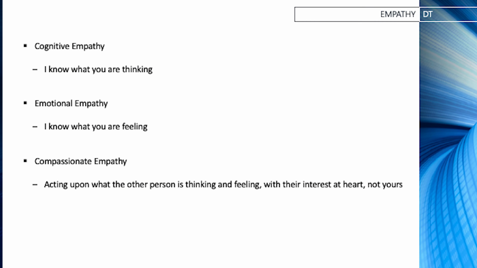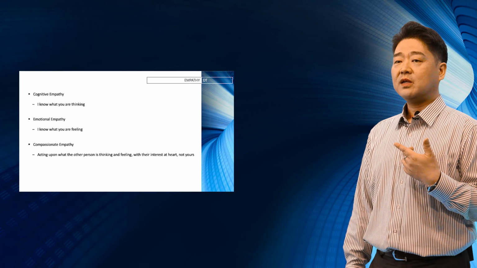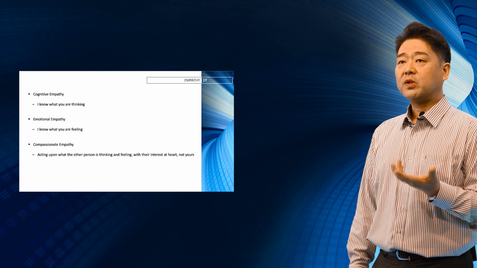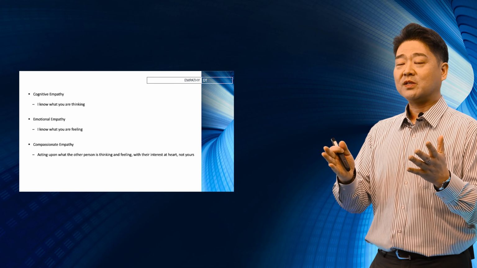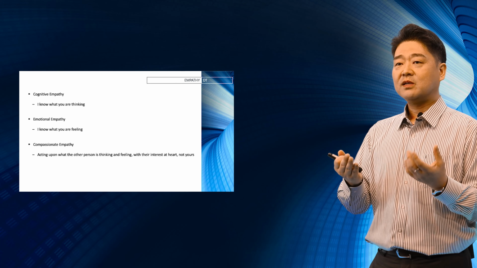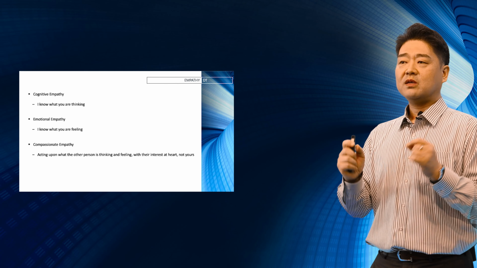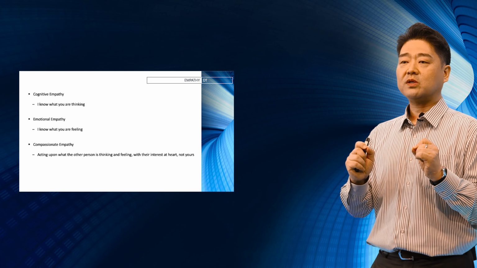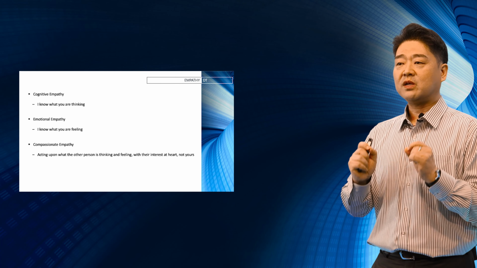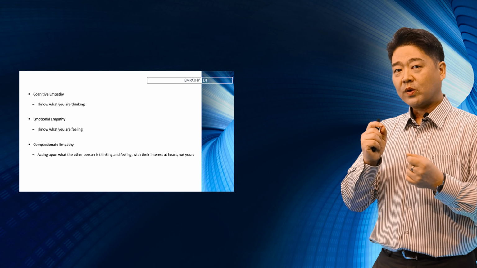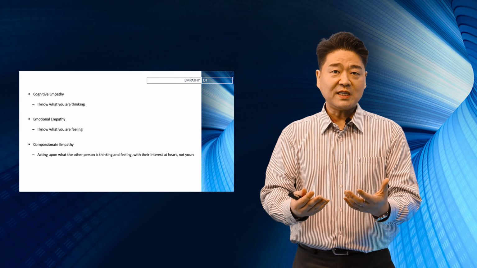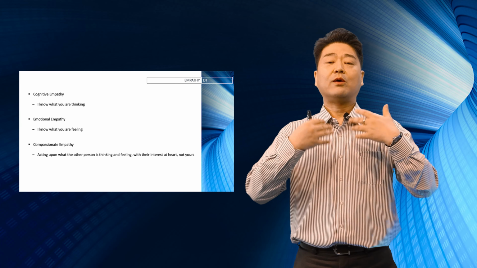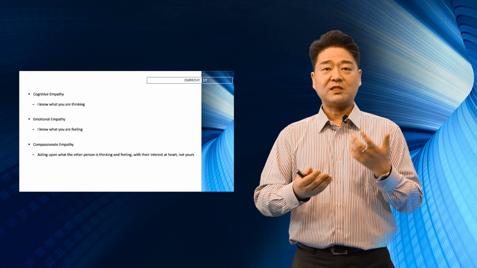We usually say there are three kinds of empathies. One is cognitive empathy, and the other is emotional, and the last one is compassionate. Cognitive empathy is about, hey, I know what you're thinking. And the emotional, as you can tell, yeah, I know what you're feeling. The last one is compassionate empathy. It pretty much says acting upon what the other person is thinking and feeling with their interest at heart, not yours. What that means is, as soon as you understand what the customers really need, then you can find out how to solve the problem, how to satisfy their needs.